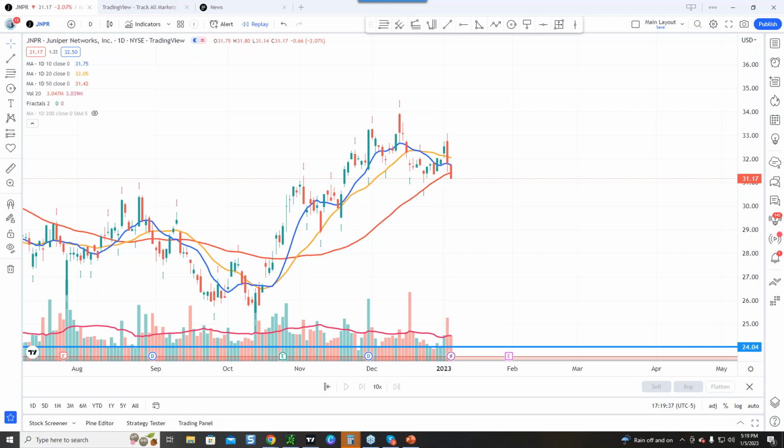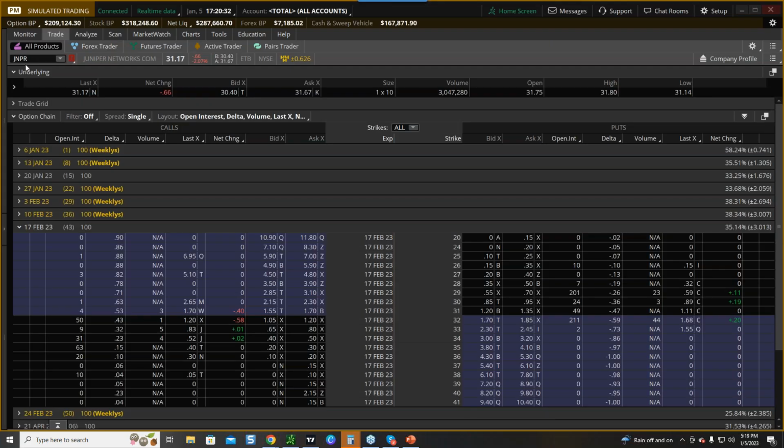It looks pretty light. So this is what I'm looking at. I just have the option chain up with Juniper. I'm looking at the put side, so I'm on the right side. What I want is open interest. There's not 100 in open interest. I mean, there is, but this is not a liquid option. I want to see hundreds of open interest.